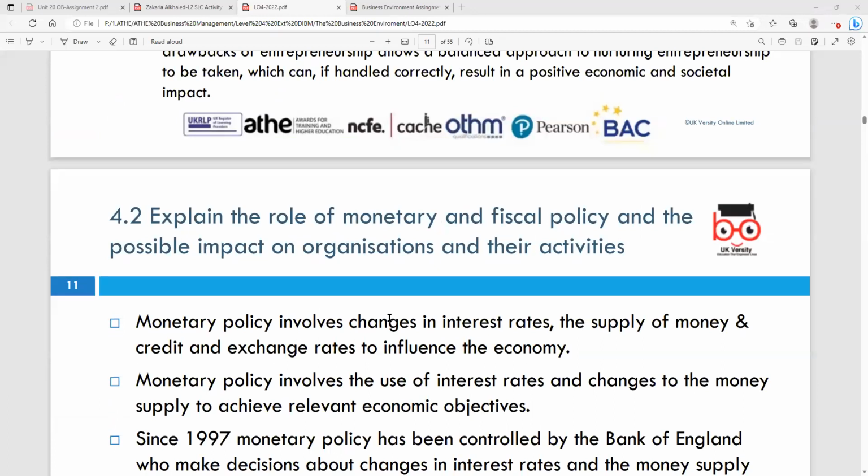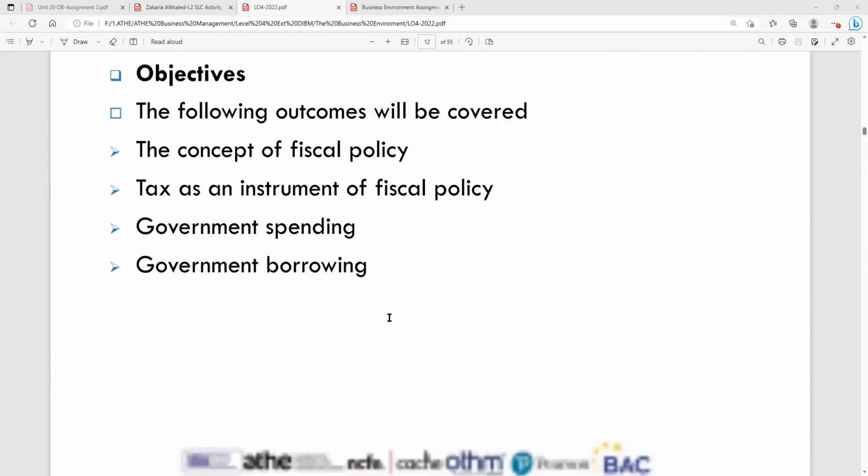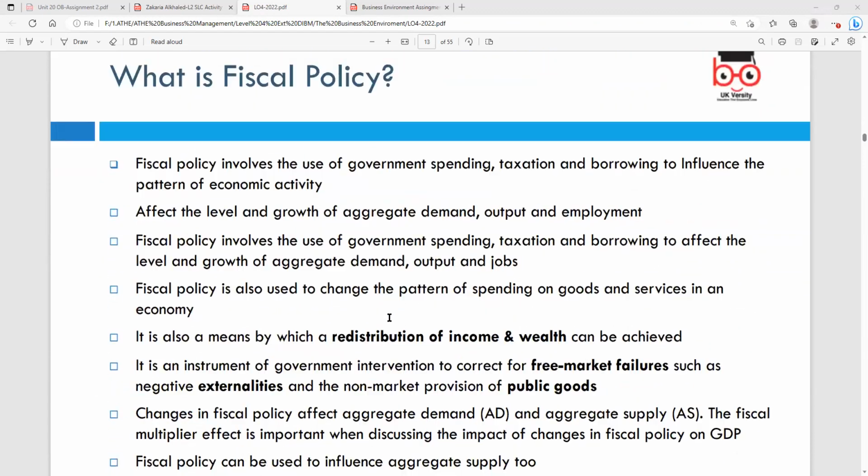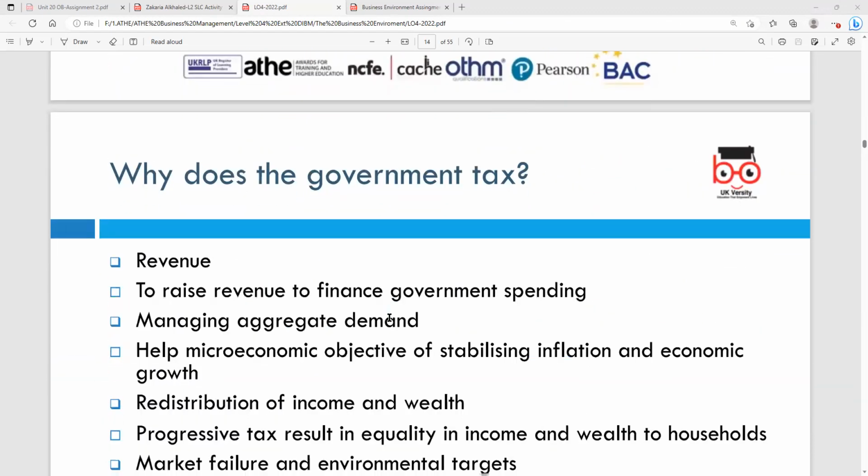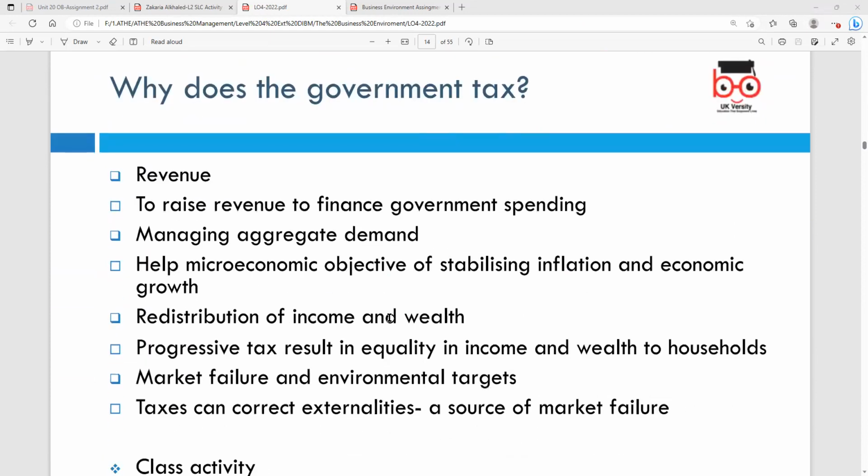They can use number one, monetary policy, and number two, fiscal policy. So let's look at the details. Let's look at what is fiscal policy. Why does the government tax?